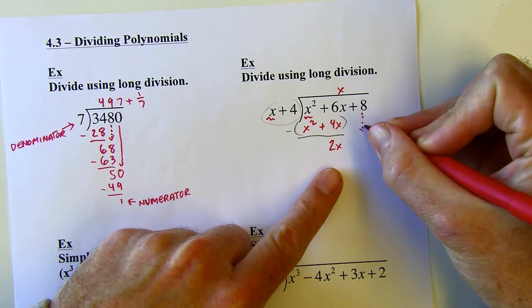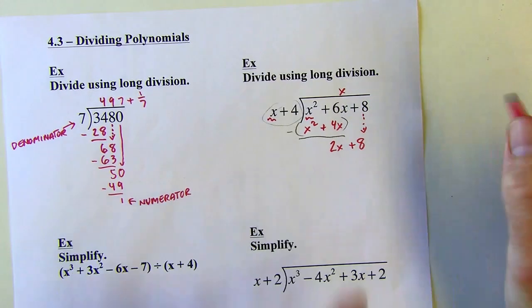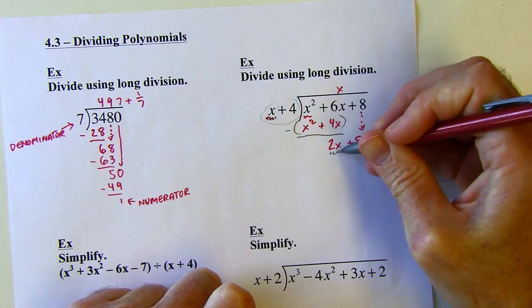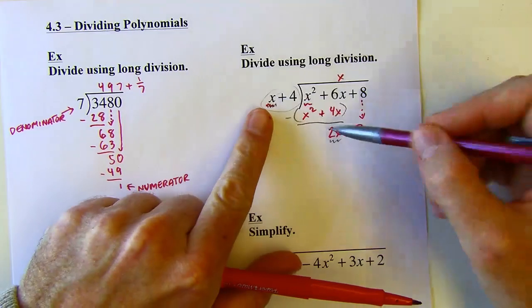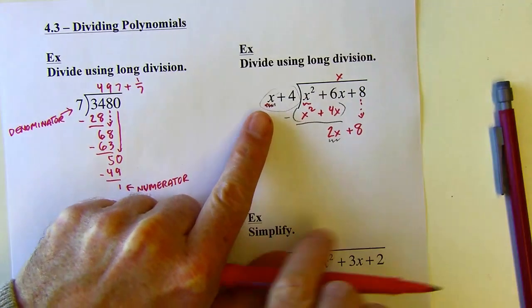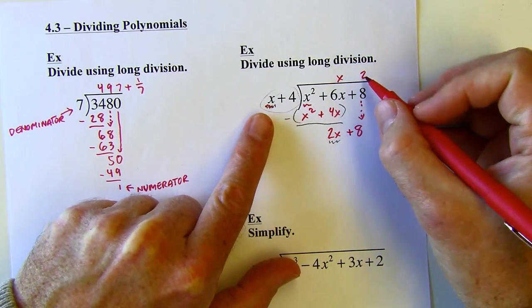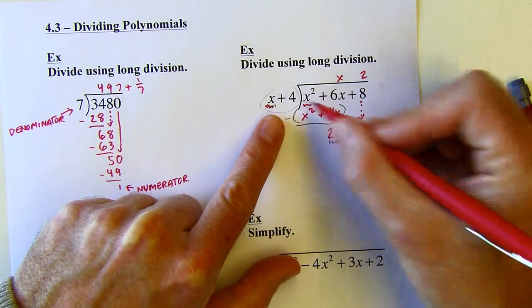And I'm going to pull down this 8, all right? And then I'm looking at just the x and the 2x. I'm thinking x times what equals 2x? Well, that would be 2. So I'm going to put a 2 up here in the answer bar. I'm going to put it above its like term. And then I'm thinking 2 times the quantity x plus 4.